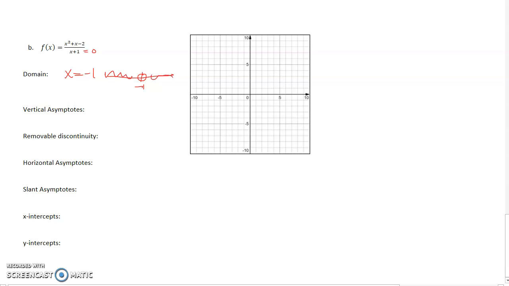So if I were going to write the domain, we'd write negative infinity to negative 1 union negative 1 to infinity, right? Everything else except for negative 1. Remember the vertical asymptotes, just that x value that you found when you solved it, x is equal to negative 1. Removable discontinuities. To be able to find a removable discontinuity, I've got to factor the numerator.